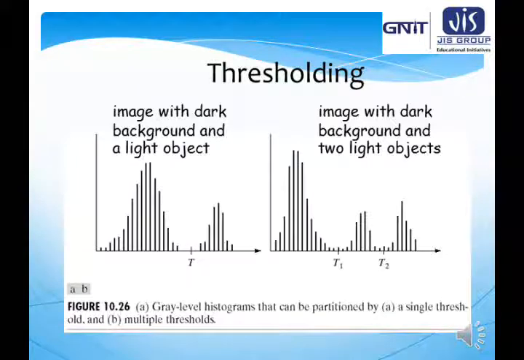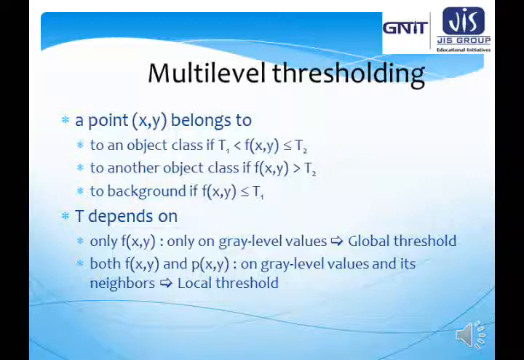So thresholding plays a very important role, and multi-level thresholding is also very important. A point (x,y) belongs to one object class if the image function f(x,y) lies between T1 and T2. It belongs to another object class if f(x,y) is greater than T2, and to the background if f(x,y) is less than or equal to T1. If T depends only on f(x,y), that is, only on gray level values, it is global thresholding. If T depends on both f(x,y) and p(x,y), that is, on gray level values and its neighbors, it is local thresholding. So this is the multi-level thresholding process.